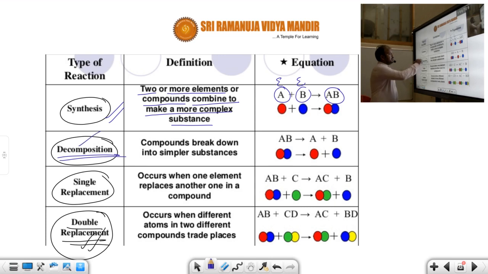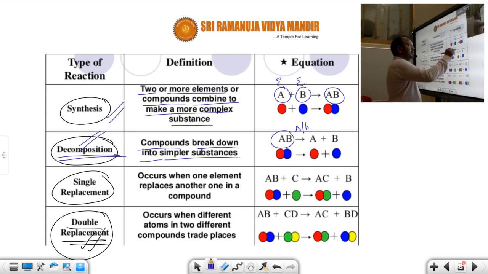What is a decomposition reaction? The second one: a compound breaks down into two or more simpler substances. Here AB is the compound. It breaks down either in the presence of heat, in the presence of light, or by passing a current.